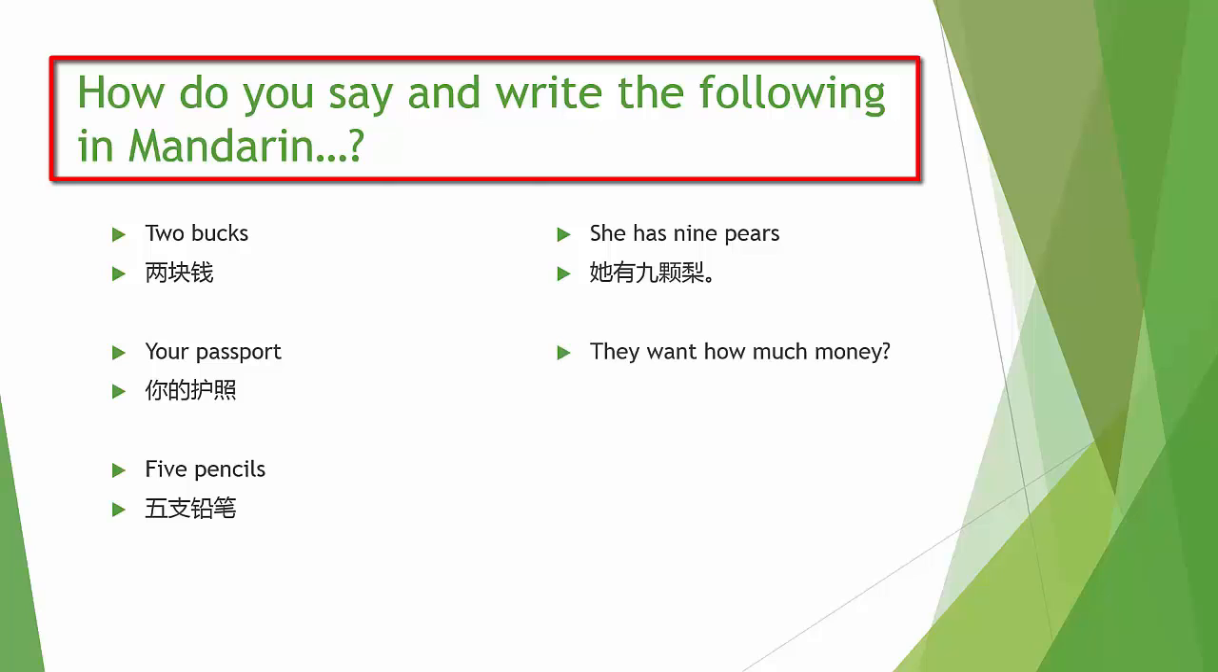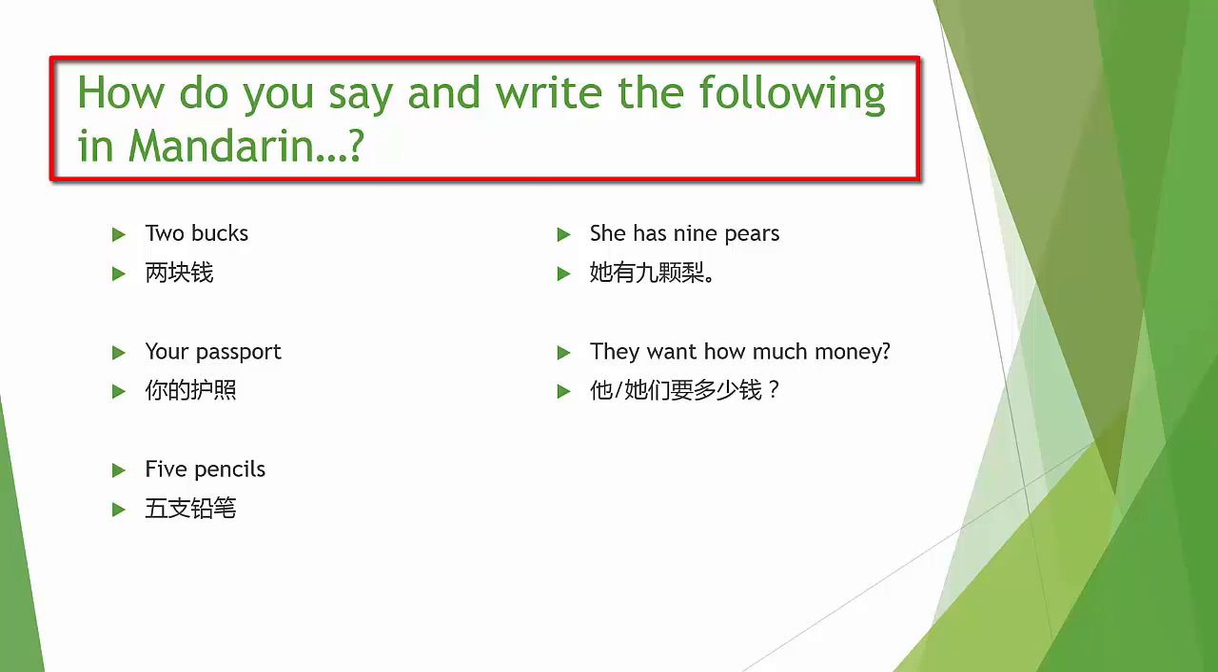So the next one is they want how much money. The proper way of asking in English is, of course, how much money do they want? But for this example, I just want to make it easy for you so you can tell me how you say and write this in Mandarin. It is 他们要多少钱?